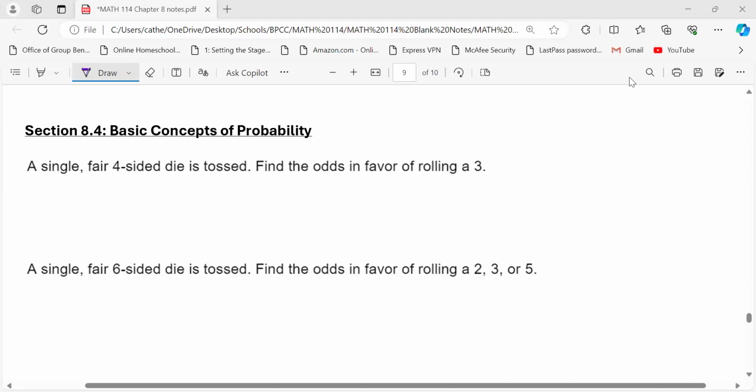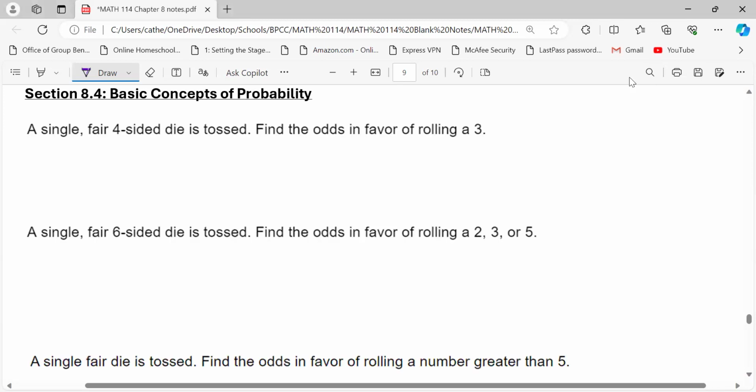This is section 8.4, the basic concepts of probability. All right, so we have a single four-sided die, a fair four-sided die is tossed. There's only four sides. So the possible outcomes are you roll a 1, 2, 3, or 4. And we're going to deal with odds. We need the odds in favor of rolling a 3.